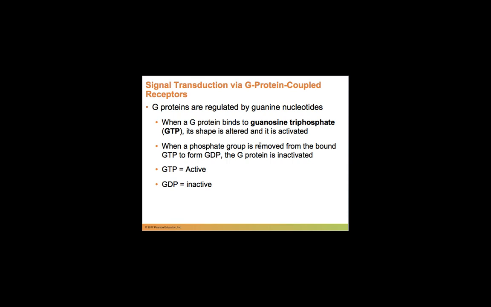So when a phosphate group is removed from the bound GTP to form GDP, the G protein is inactivated. So if GDP is bound to our intracellular G protein, it's inactive. If GTP is bound, similar to ATP, it's going to be active. Only when GTP is bound will we convert that extracellular signal into an intracellular signal to produce second messengers. If we do not have an active G protein, we will not be able to form these second messengers.